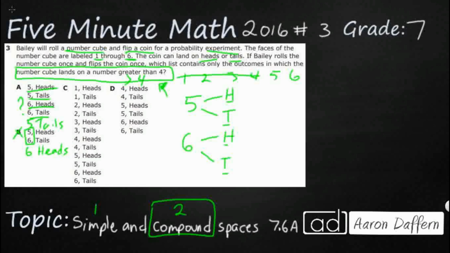Most of you are saying that C doesn't work because it includes all of this stuff right here. And D is so close, but look, it includes the 4. We need a number greater than 4, not greater than or equal. Our answer is A.